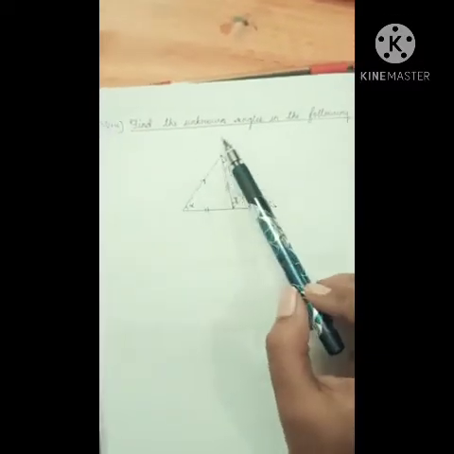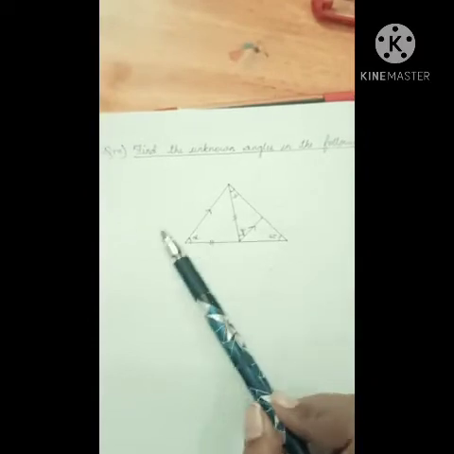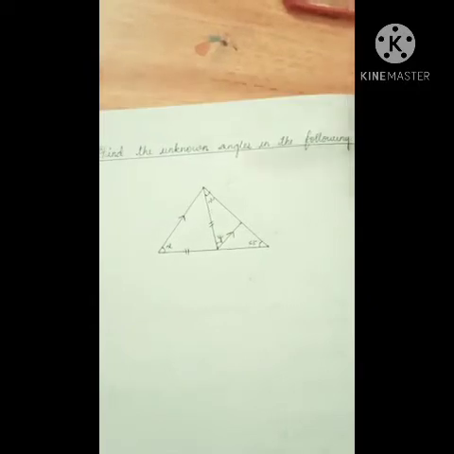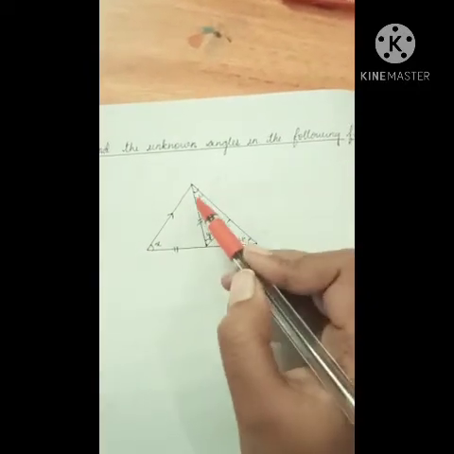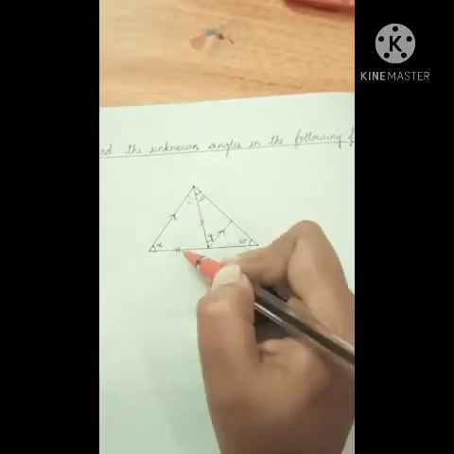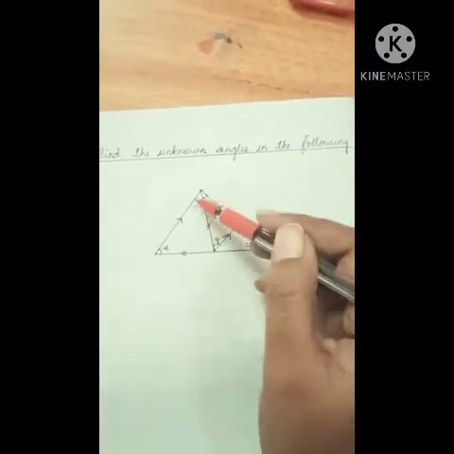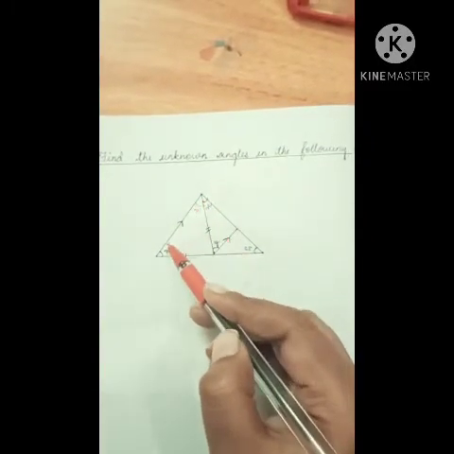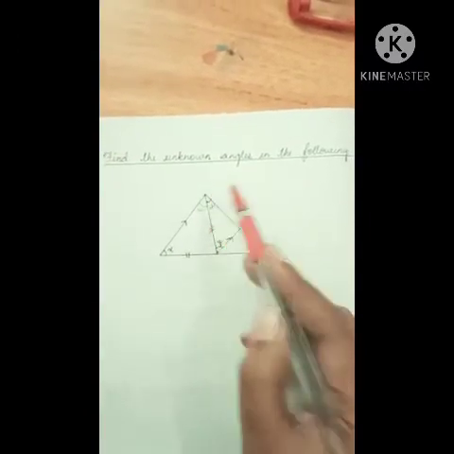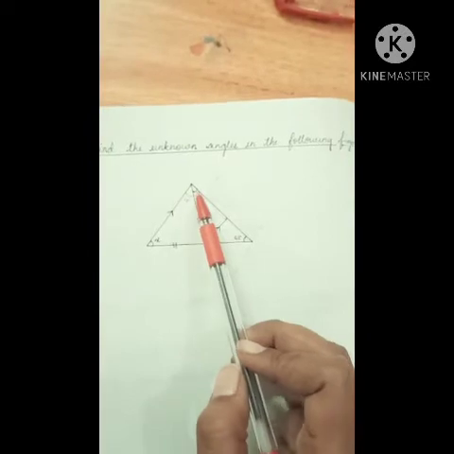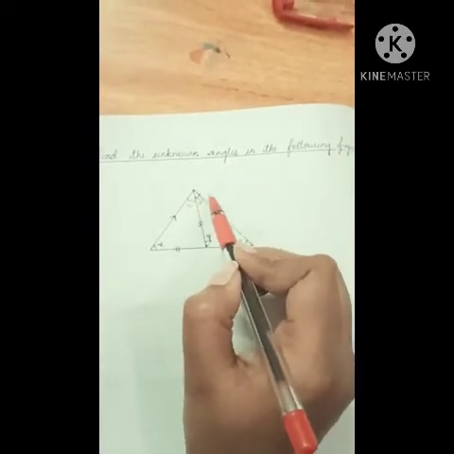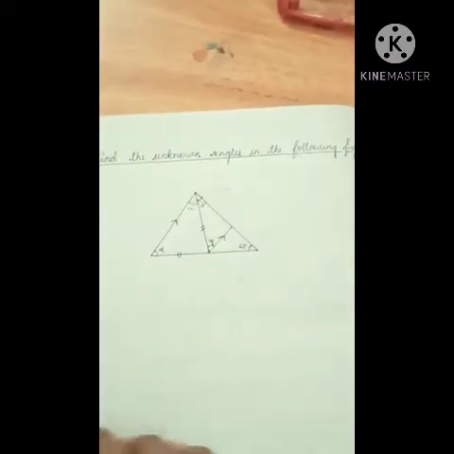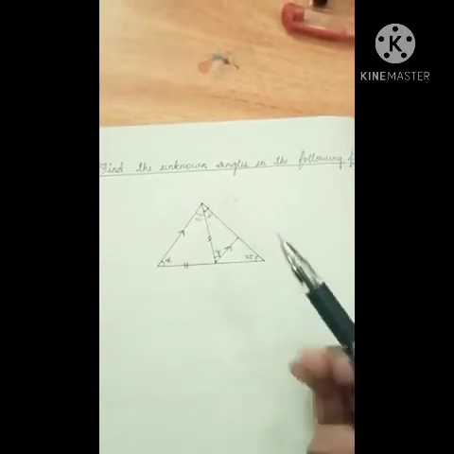Question number 14. Find the unknown angles in the following figure. See this figure. Here you can see that these two sides are equal and this angle is x. It means this angle would also be x because this side is equal to this side. So the angles opposite to these two sides are also equal, right? Now you can see in this triangle, this angle x plus x, this angle is 2x, right? This angle is x and this angle is 63. So first we use angle sum property.